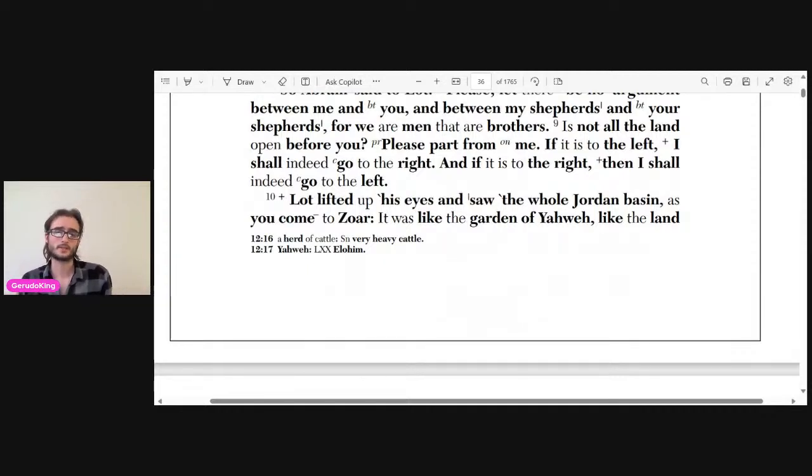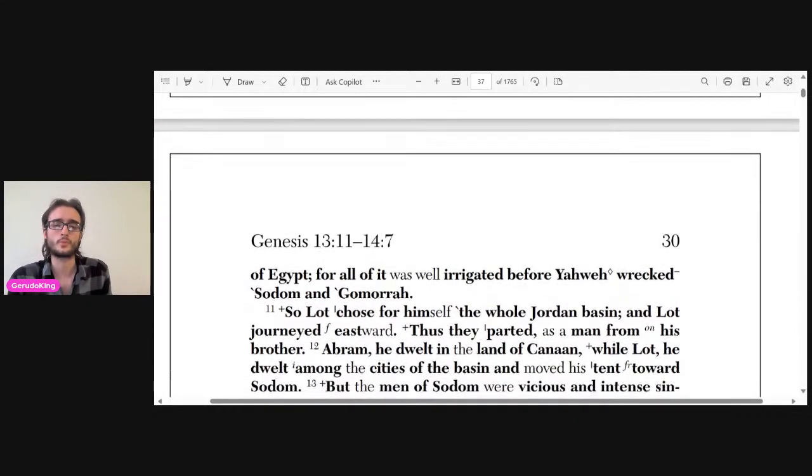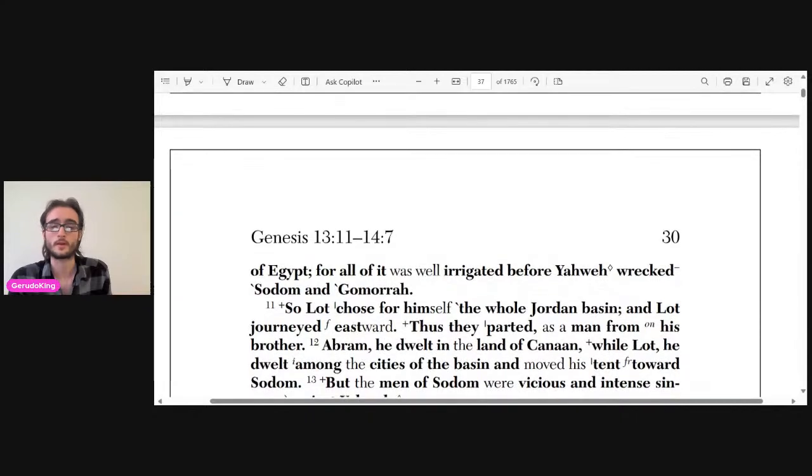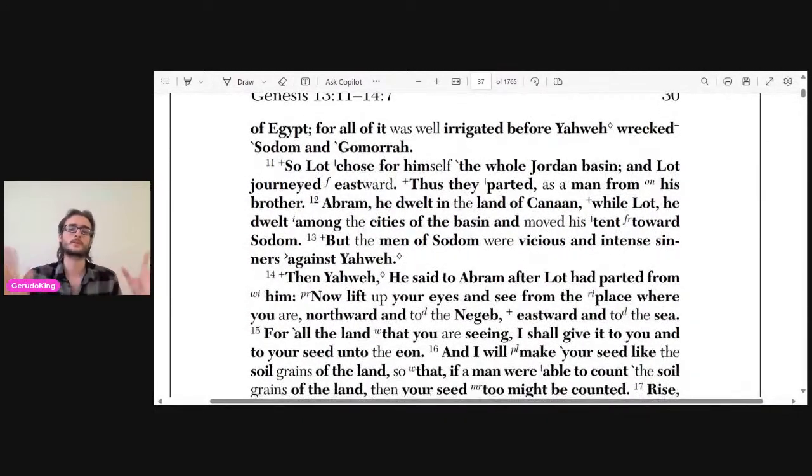Lot lifted up his eyes and saw the whole Jordan basin as you come to Zor. It was like a garden of Yahweh, like the land of Egypt, for all of it was well irrigated before Yahweh wrecked Sodom and Gomorrah. So Lot chose for himself the whole Jordan basin, and Lot journeyed eastward. Thus they parted as a man from his brother.